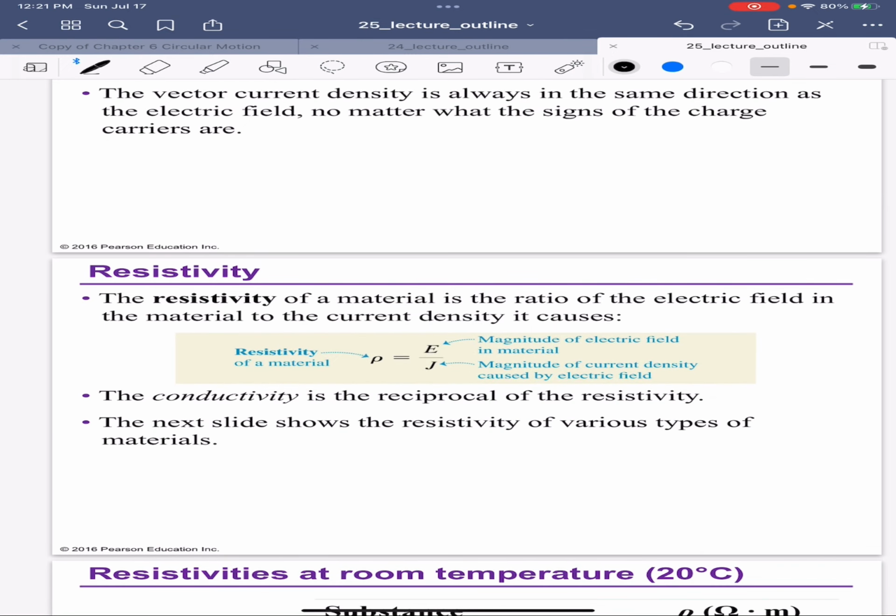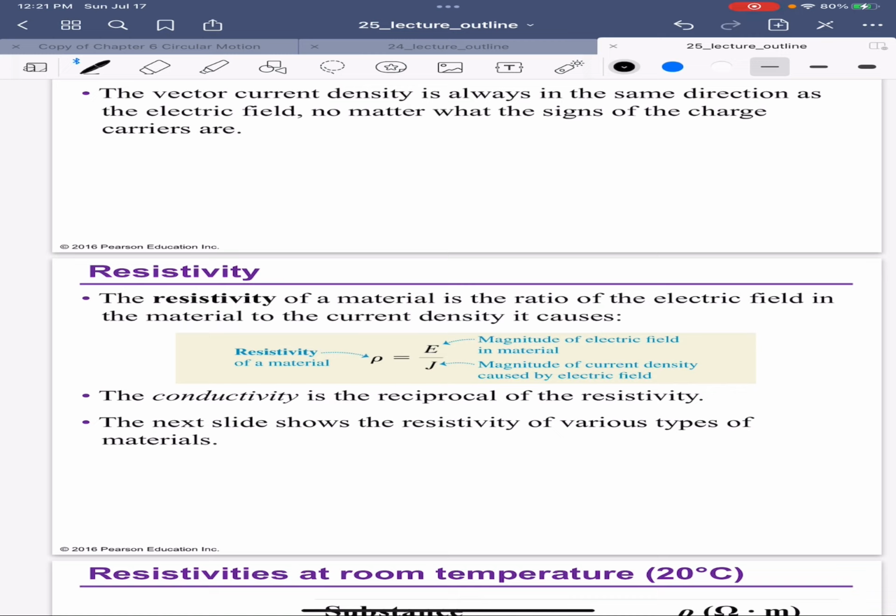Also, we can define a new quantity. We call it resistivity. That resistivity is the ratio of the electric field in the material to the current density it causes. And that rho here is going to be E divided by J. And the conductivity is the reciprocal of the resistivity, 1 over it.